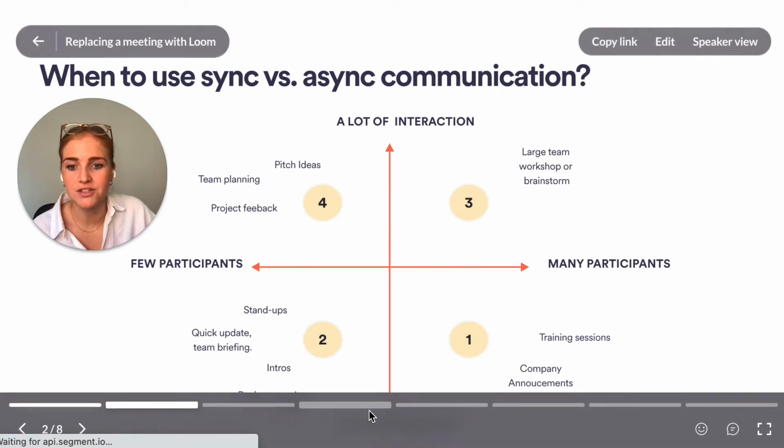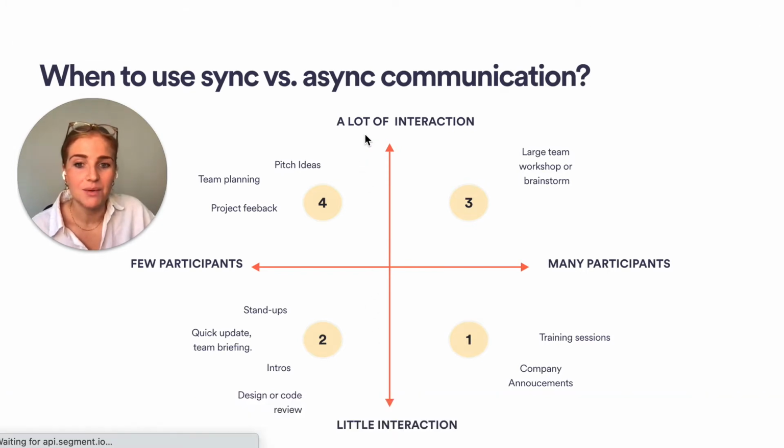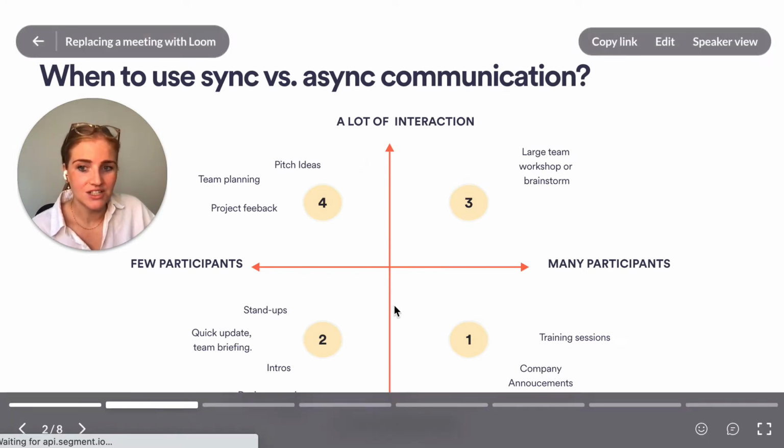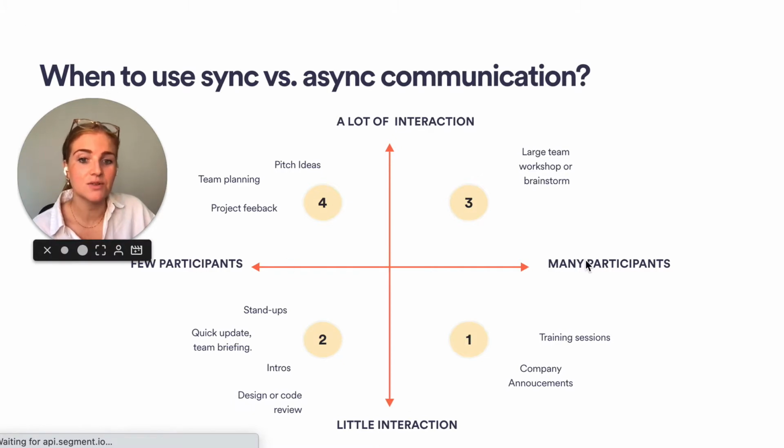So we think about it on two axes. So are we looking for a lot of interaction or a little interaction? Do we have fewer participants or many participants? And from here, it helps us define how we can go about spending time in a meeting or via Loom video.